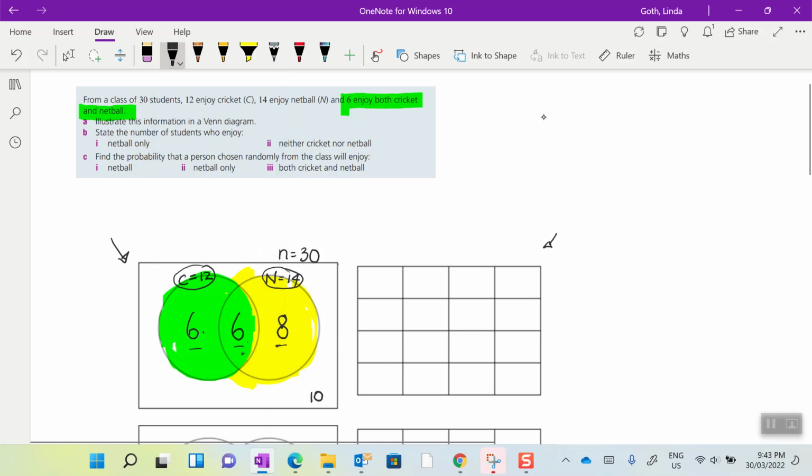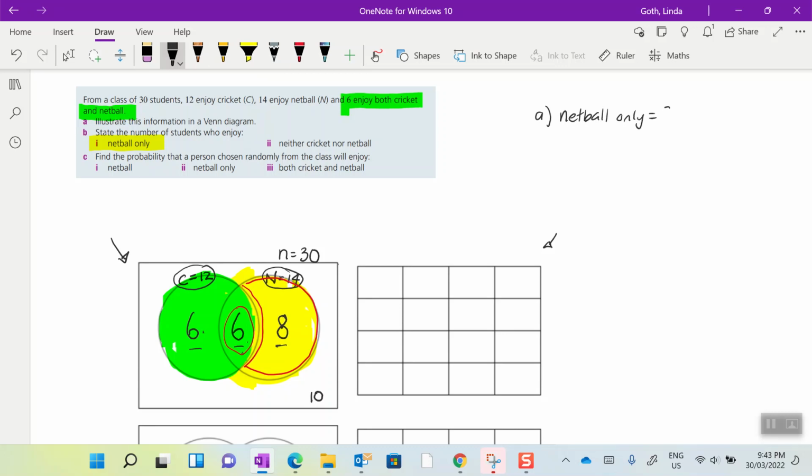So part A says, state the number of students who enjoy netball only. Now I'm hoping you can see that it's these people here who only like netball. These 6 here like netball, but they also like cricket. So the number of people who like netball only is 8 people.